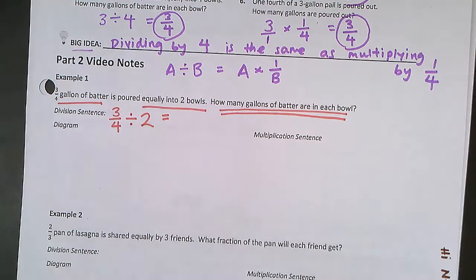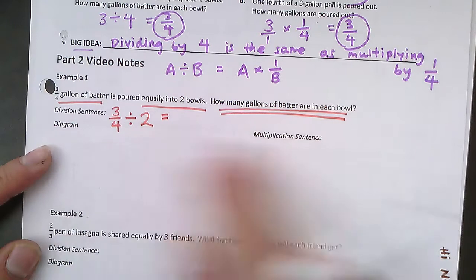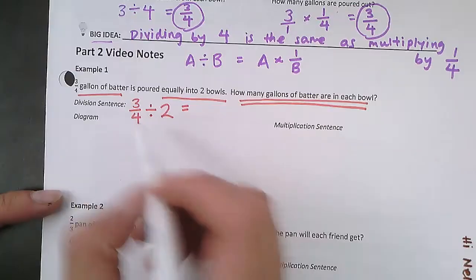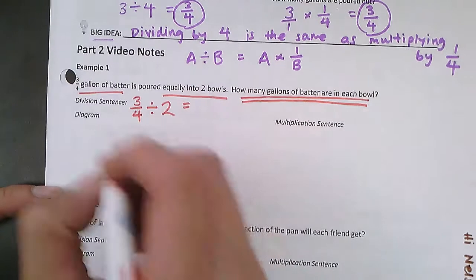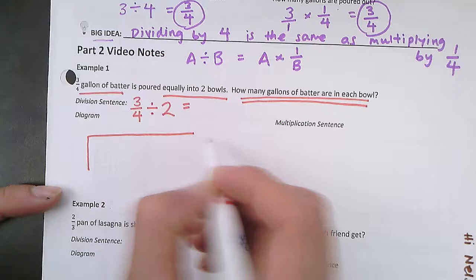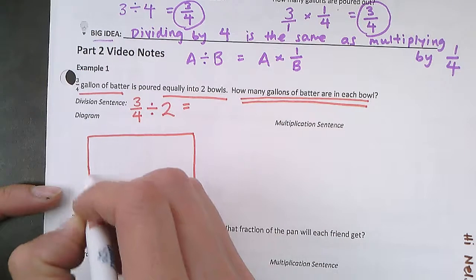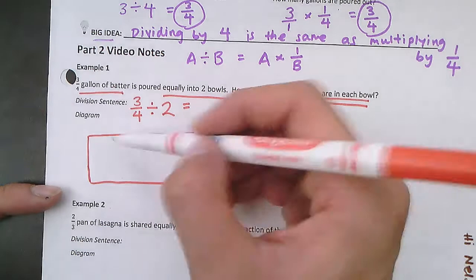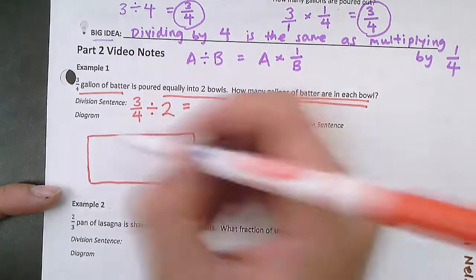So there's 2 ways we can figure this out. We can draw a diagram or write a multiplication sentence. Let's start with the diagram. So 3/4, let's draw that out. Okay, so 1 whole would be all of this. Let's make this a nice tall rectangle like this. And 3/4, so let's split it into fourths going this way.